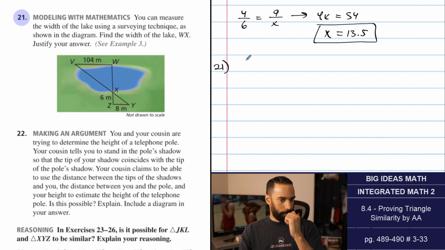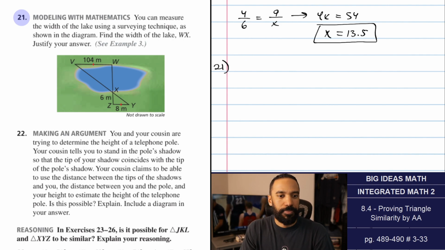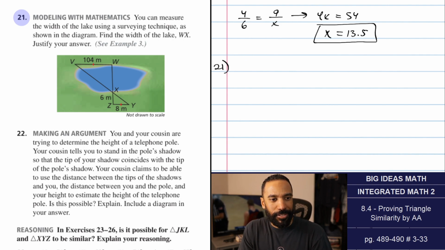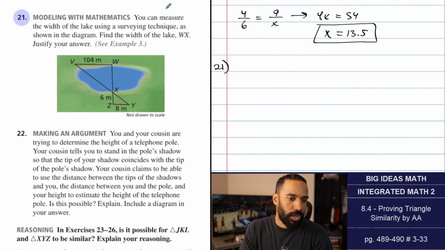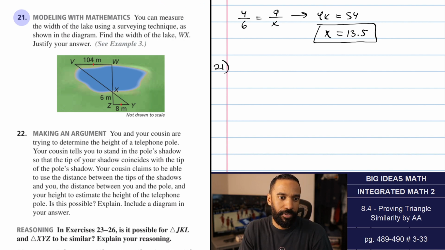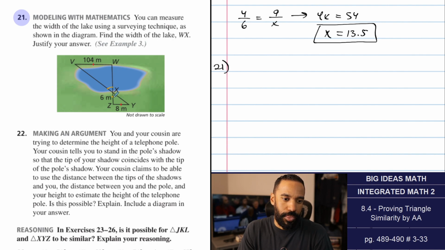Let's go to number 21. Modeling with mathematics. You can measure the width of the lake using a surveying technique as shown in the diagram. Find the width of the lake WX, justify your answer. So we're going to work off of some set of similar triangles. I have vertical angles here that are congruent.